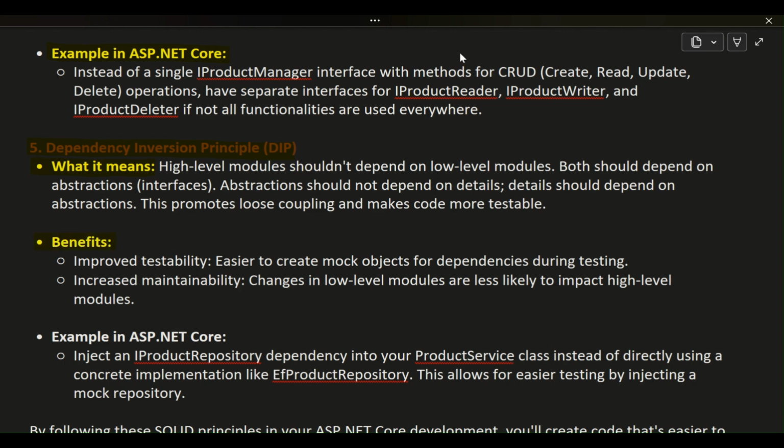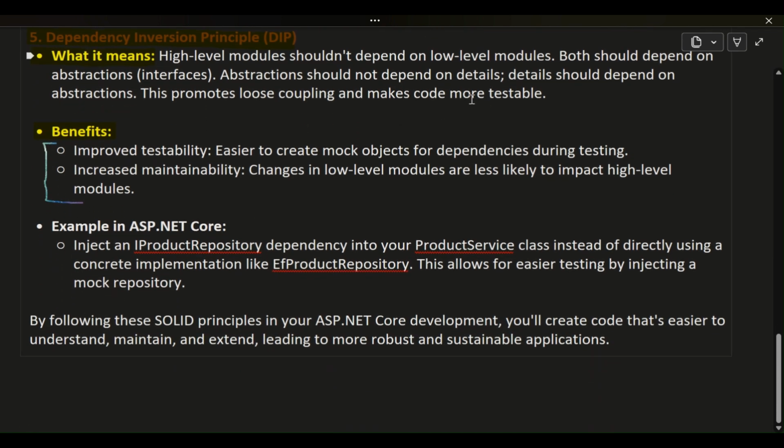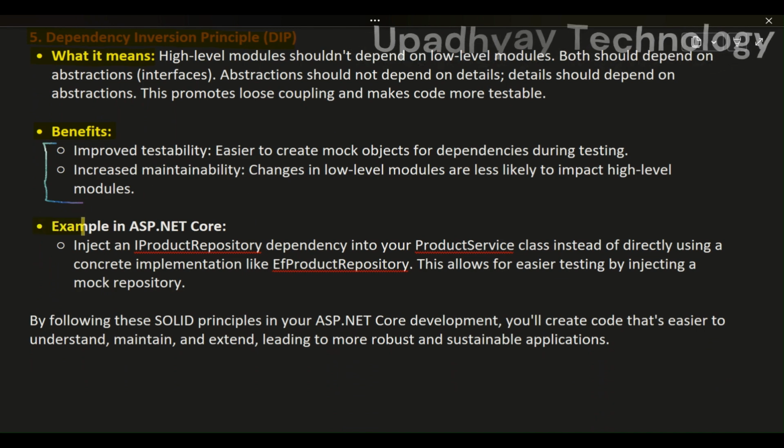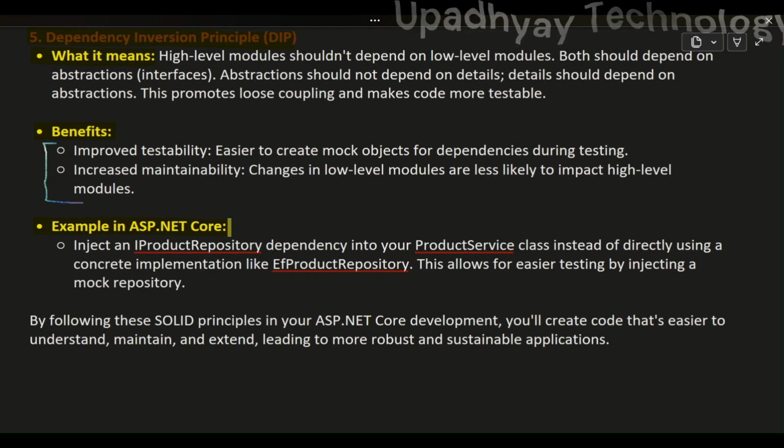Benefits: improved testability, it's easier to create mock objects for dependencies during testing. Increased maintainability, changes in low-level modules are less likely to impact high-level modules. Example in ASP.NET Core: inject an IProductRepository dependency into your product service class instead of directly using a concrete implementation like EFProductRepository. This allows for easier testing by injecting a mock repository.